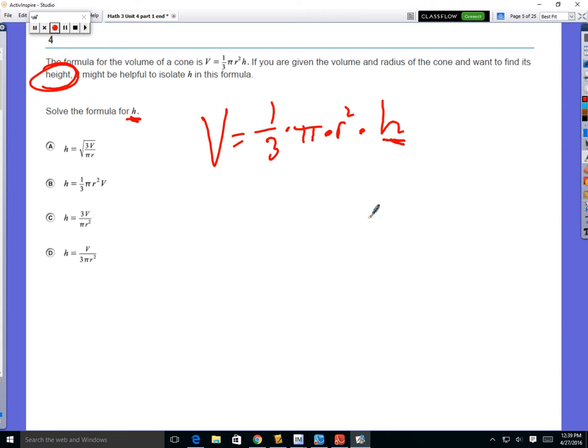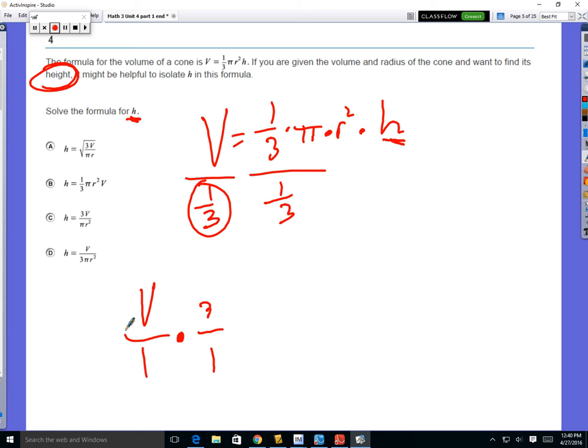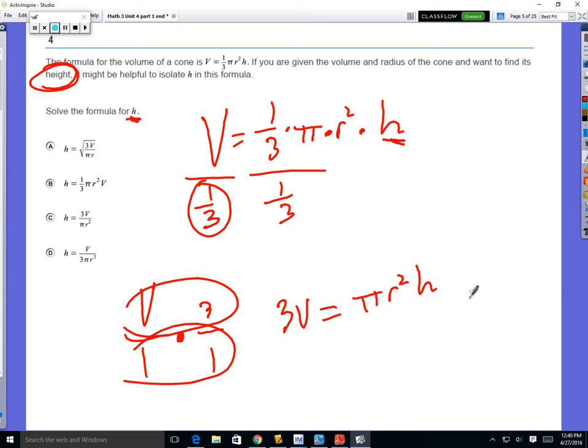Undo everything else. Okay, let's undo this fraction. So it's times 1/3. So divide by 1/3 and divide this guy by 1/3. If you're dividing by a fraction, you can make V a fraction, V over 1. When dividing by fractions, times by the reciprocal. So times by the reciprocal of 1/3, times by 3 over 1. Times your tops, times your bottoms. So you have 3V equals pi r squared h.